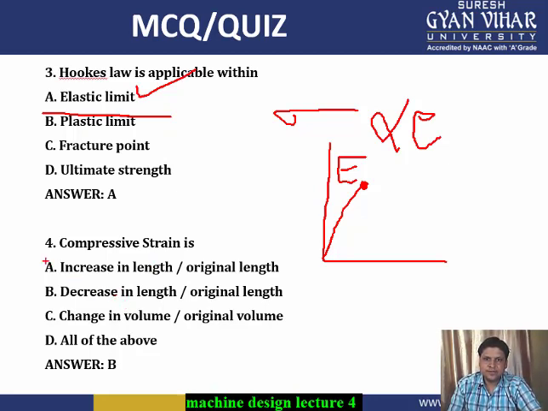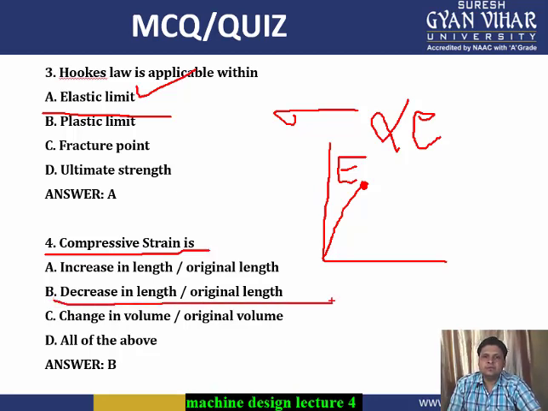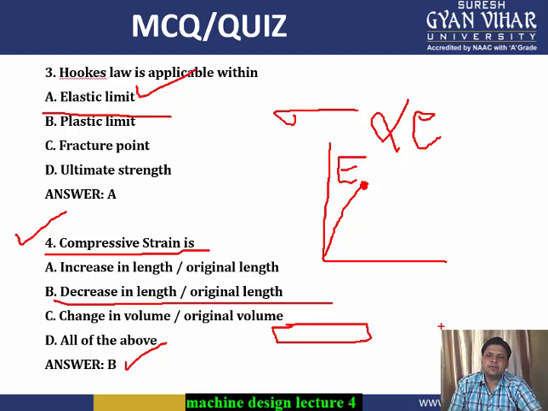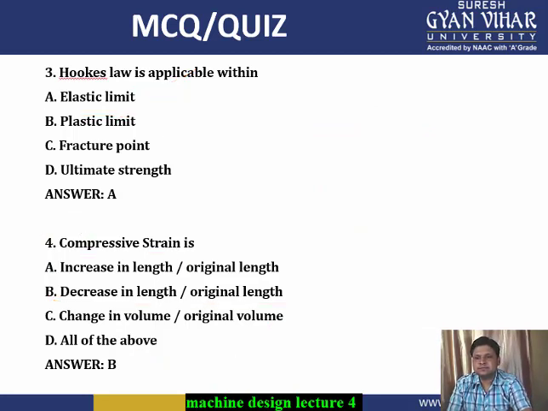Coming to the next one, compressive strain. So what is compressive strain? In compressive strain, it is decrease in length upon original length. This will give you the value of compressive strain. This I have already discussed with you. Compressive strain comes from compressive load, and compressive load decreases the length. Therefore decrease in length upon original length is the compressive strain.